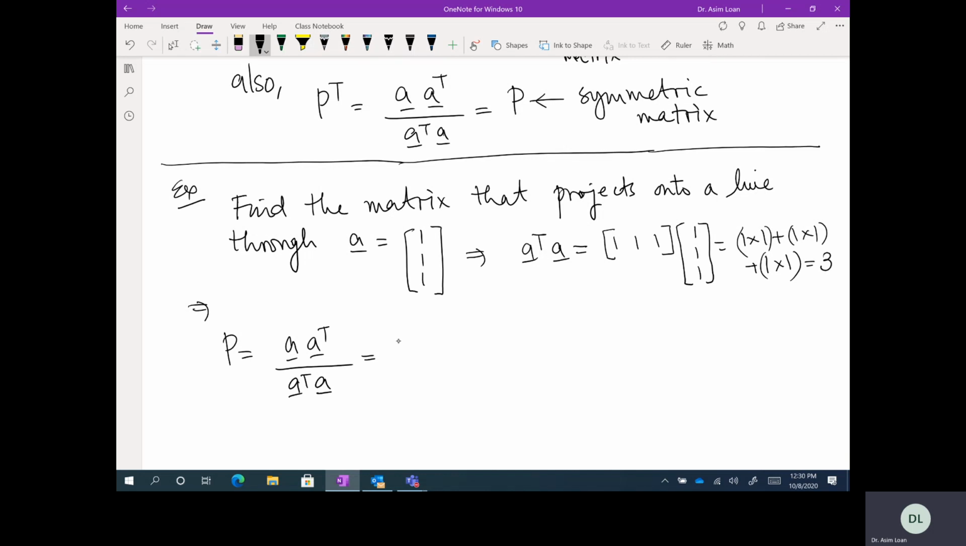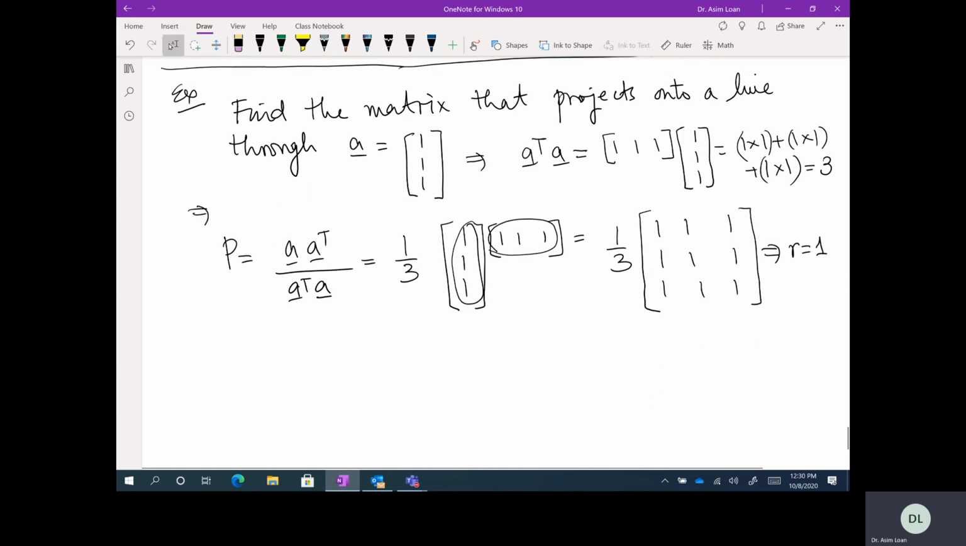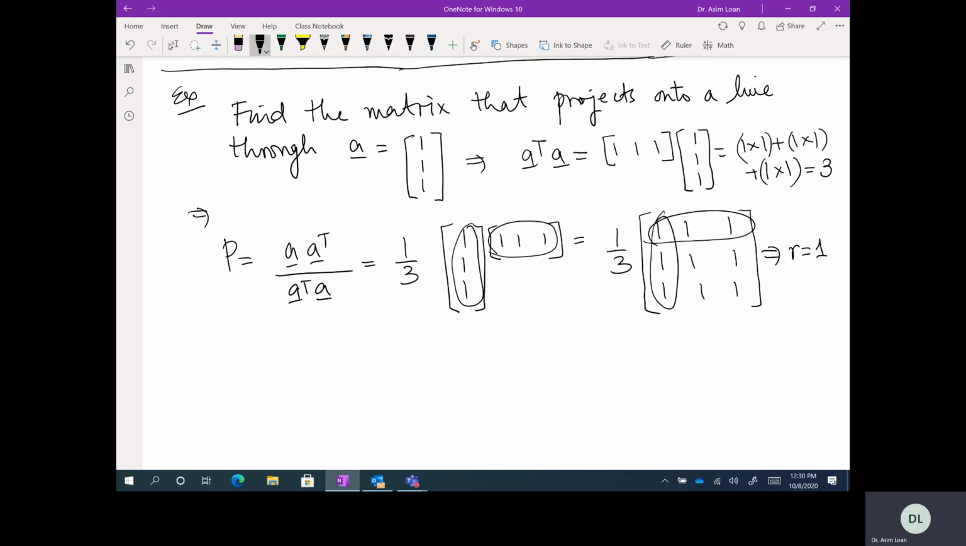So this is 1 over 3 into the column 1, 1, 1 times the row 1, 1, 1, which is equal to 1 over 3 times the matrix of all ones. Every row is a multiple of this row, every column is a multiple of this one. So we have 1, 1, 1, 1, 1, 1, 1, 1, 1. Obviously rank is 1, because there is only one independent row or one independent column.